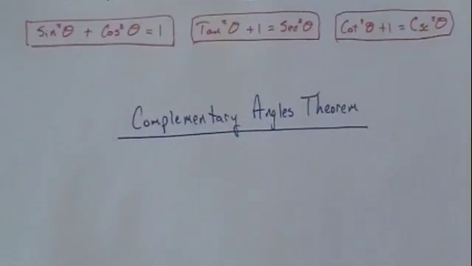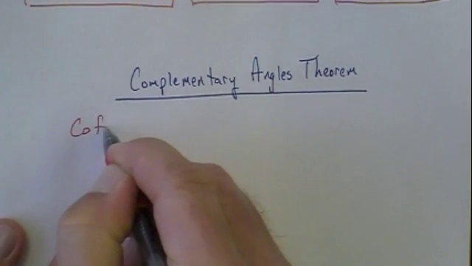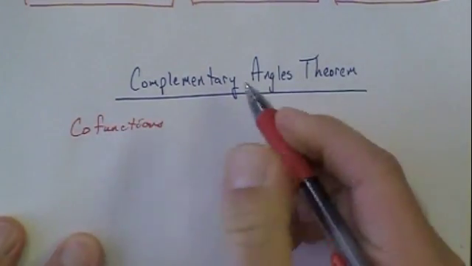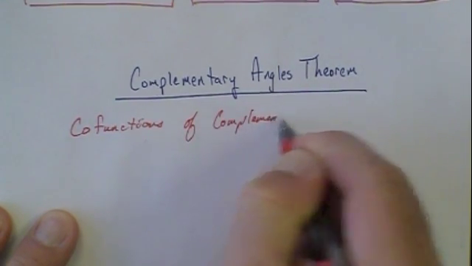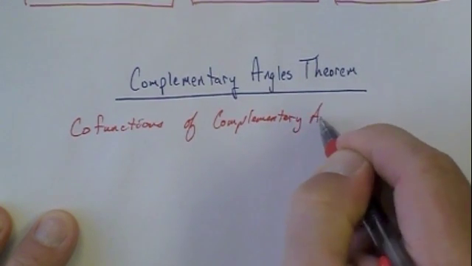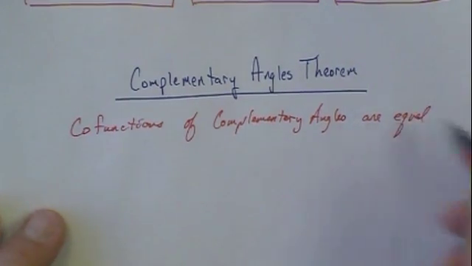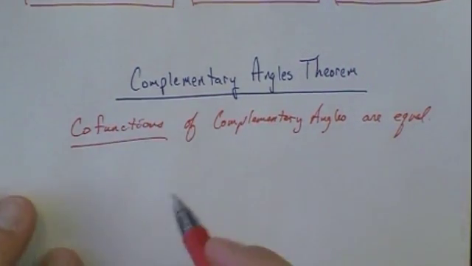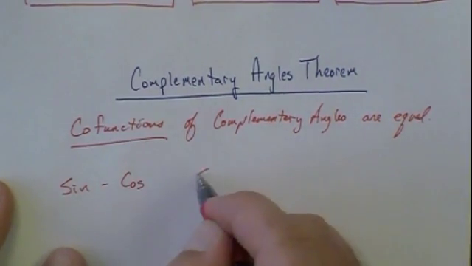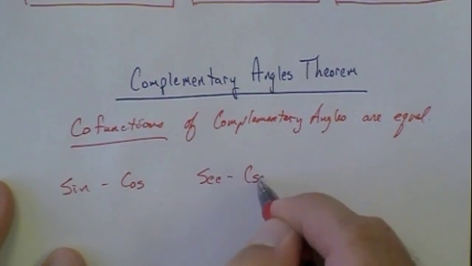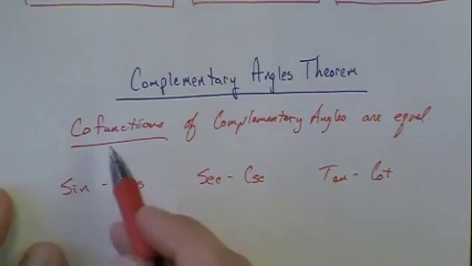We also have what is called the complementary angles theorem. Now, cofunctions of complementary angles are equal. That is our complementary angles theorem. Now, cofunctions. When we're talking about cofunctions, sine and cosine are cofunctions, secant and cosecant are cofunctions, and tangent and cotangent are cofunctions.